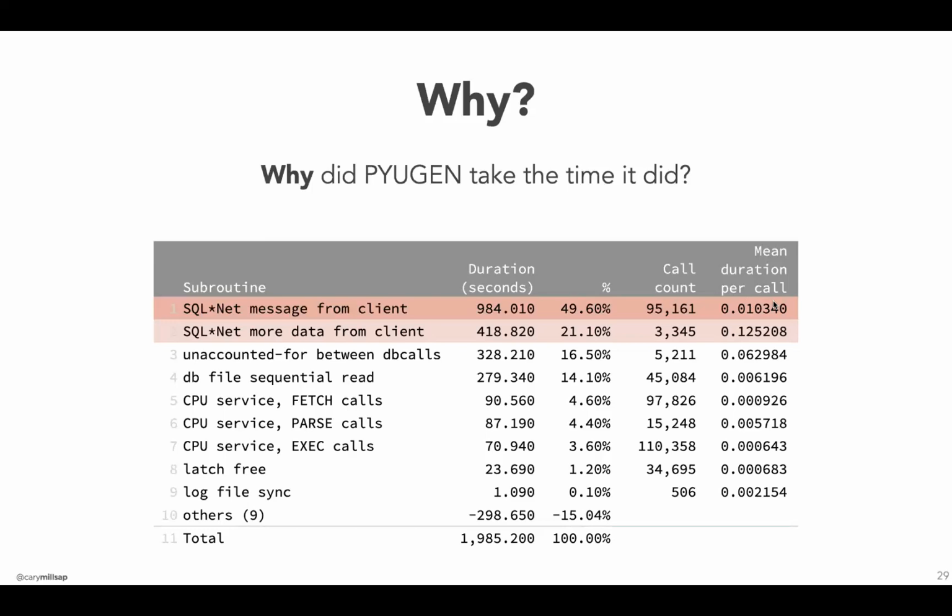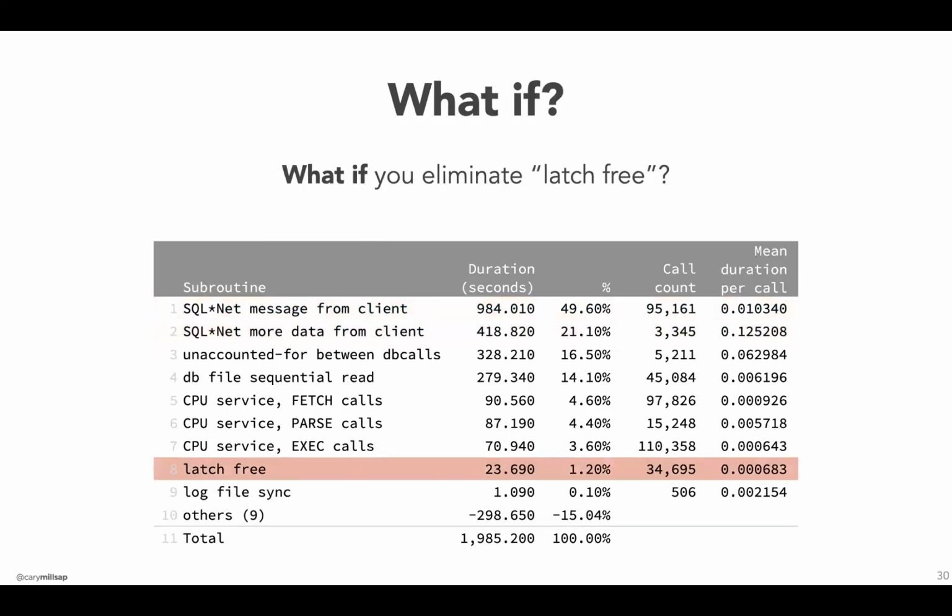But I'm getting ahead of myself a little bit, because one of the things I want to do is ask the third question, right? The first question is how long? The second question is why? The third question is what if? What if we change something? And when we came on site, the prevailing theory at the customer site was you've got to fix the latch-free problem, because the latch-free problem is causing payroll to take so long.